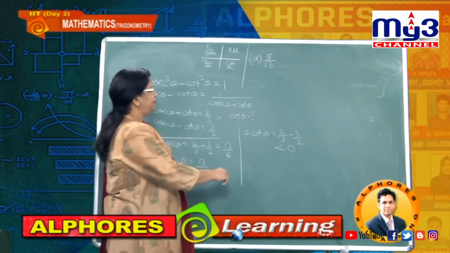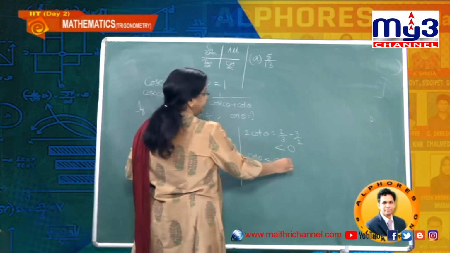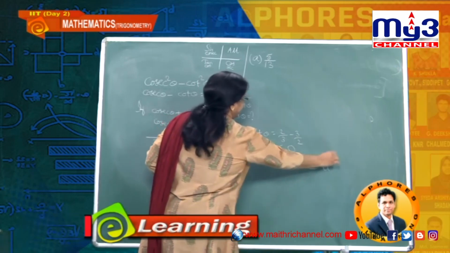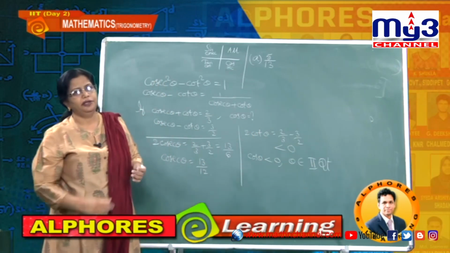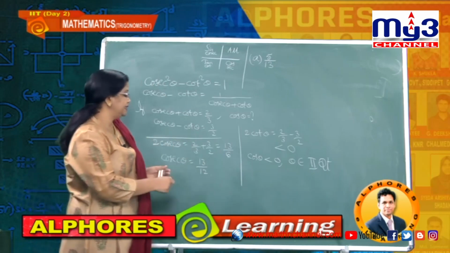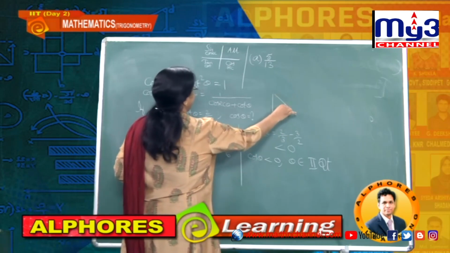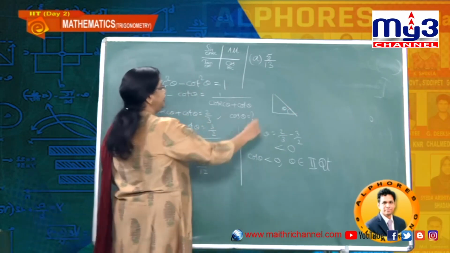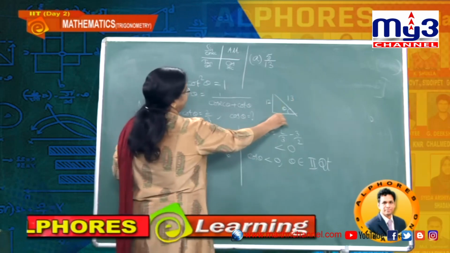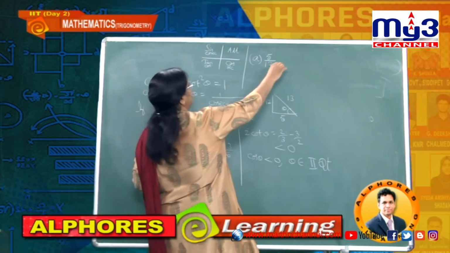So in the second quadrant, what is cos theta? Negative, as theta belongs to the second quadrant. So theta in the second quadrant implies cos theta is negative. Hence, what is my answer? Now take a right angle triangle, this is theta, suppose hypotenuse 13 here, opposite side 12 here, and this is 5. So the answer is minus 5 by 13.